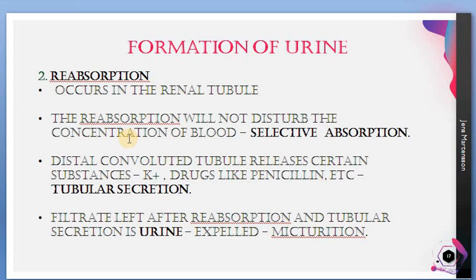So how long does this reabsorption of water happen? Till the blood remains in its concentration, till the blood becomes normal. Remember that when it leaves the glomerulus through the efferent arteriole, it becomes highly thick. So this thick blood has to come back to its normal level. Up to that, water absorption will happen in the proximal convoluted tubule. So in the proximal convoluted tubule, the first convoluted tubule present next to the glomerulus, reabsorption starts to happen, and this reabsorption doesn't disturb the concentration of blood.